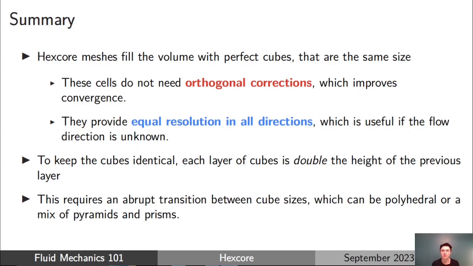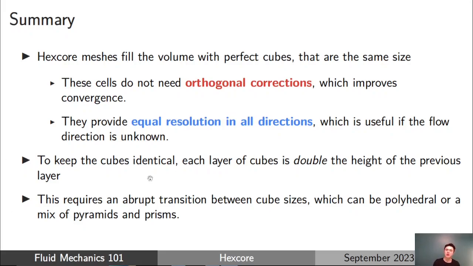So let's quickly summarize what I've been through in this brief introduction to Hexcore meshes. The Hexcore mesh fills the volume of your CFD domain with perfect cubes that are all the same size. They're identical and they're the same size. And it's those features which make the cubes so desirable, because the cubes, when they're connected together, don't need orthogonal corrections, which is ultimately going to improve the speed of convergence and the stability of the calculation. And they also provide equal resolution in all directions. So it doesn't matter which direction the flow is going in, the gradients will be equally well resolved regardless of where the solution ends up being.